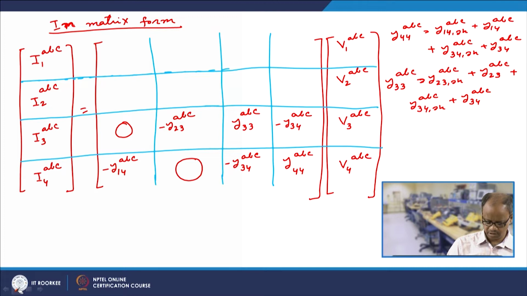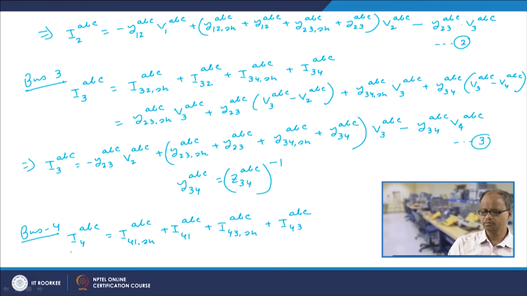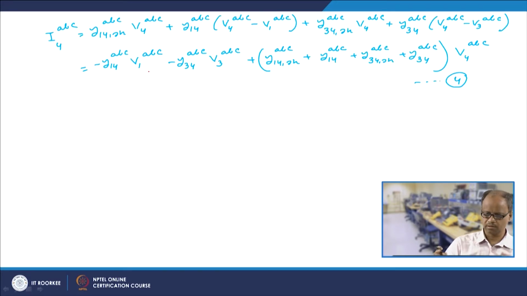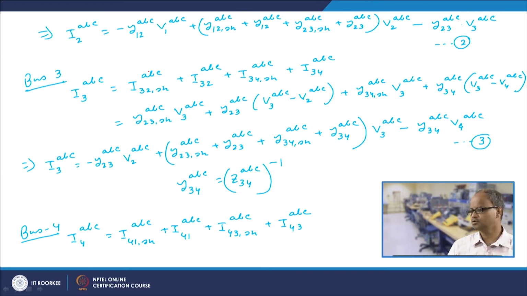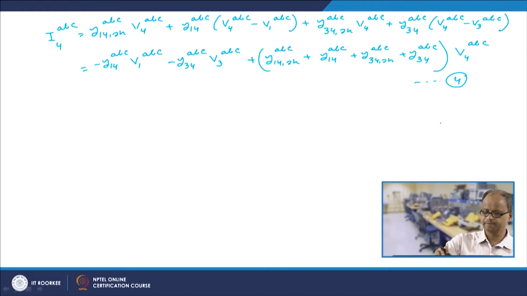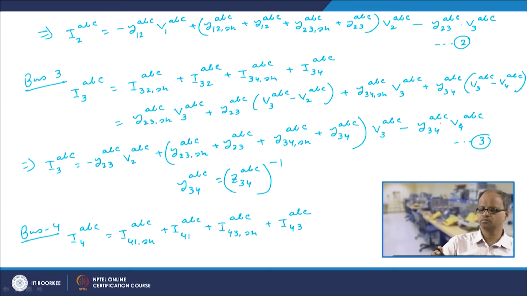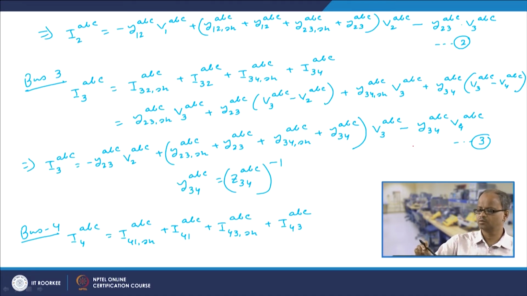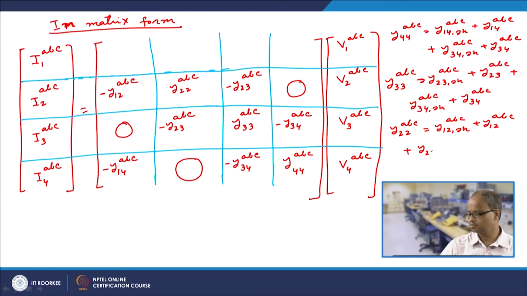Now let us write down the equation for I2. I2 ABC is minus y12 ABC times V1 ABC, then minus y23 ABC times V3 ABC, it is 0, and this is, let's say, y22 ABC, and y22 ABC is given by this one: y12 shunt ABC plus y12 ABC plus y23 shunt ABC plus y23 ABC.